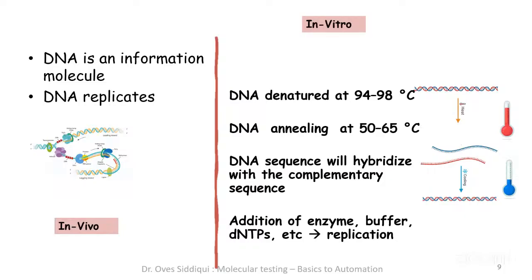And this annealing or hybridization is sequence specific. It happens only when the complementary sequence is found on the other strand of the DNA. Besides this, if you add polymerase enzyme, dNTPs, etc., this replication of the DNA can also happen in vitro. This is the basis of all the molecular tests that we perform, and we'll see how it does it.